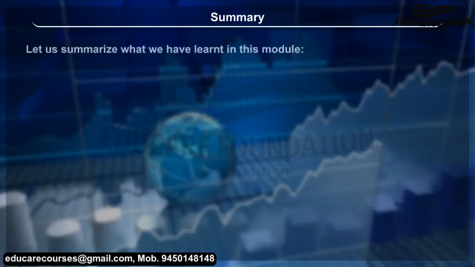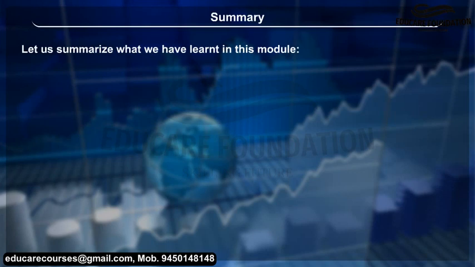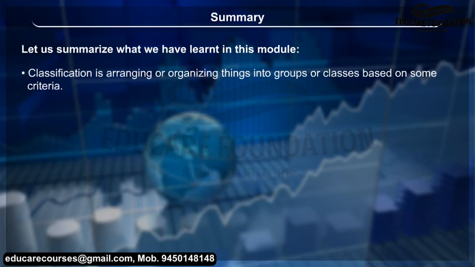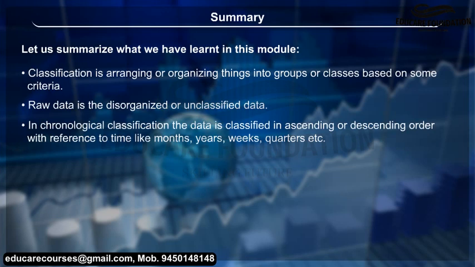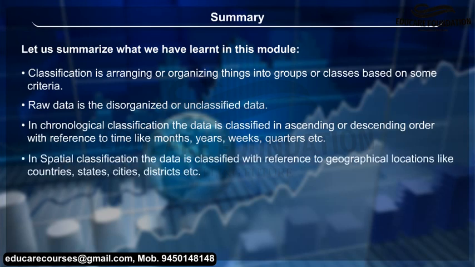Summary. Let us summarize what we have learned in this module. Classification is arranging or organizing things into groups or classes based on some criteria. Raw data is the disorganized or unclassified data. In chronological classification, the data is classified in ascending or descending order with reference to time like months, years, weeks, quarters, etc. In spatial classification, the data is classified with reference to geographical locations like countries, states, cities, districts, etc.